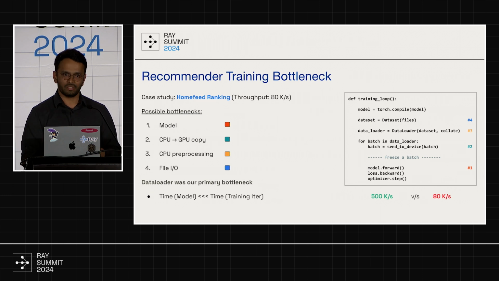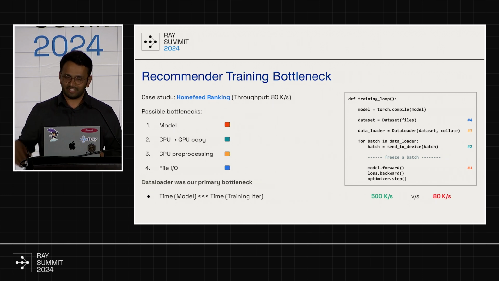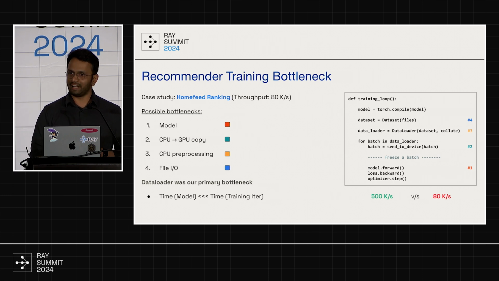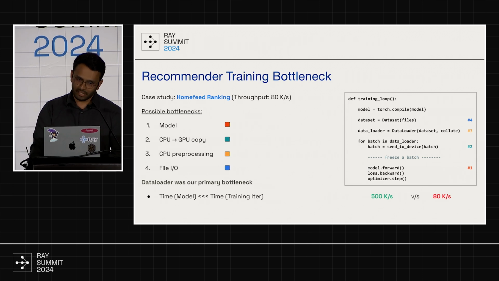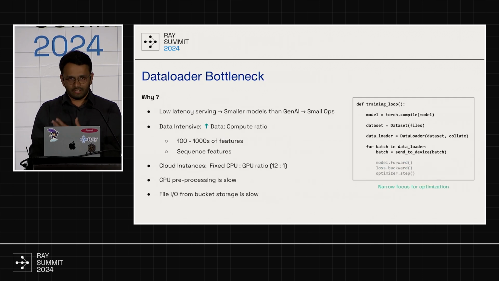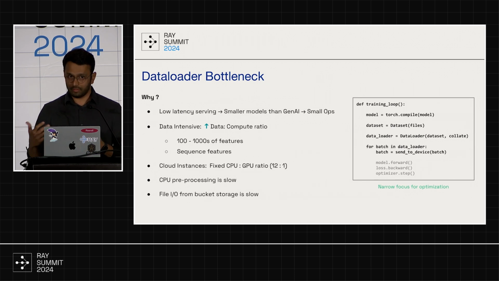And what we were actually observing in our real workload was just 80,000 examples per second. So there is a 6x-ish headroom that we had to actually optimize and squeeze out the most performance. And what this effectively meant is that the time it took for the model to run is a lot smaller than the whole training iteration. So we knew that we had something to play with here. And we just tried to reason about why this could be happening. And I think it's fairly intuitive as well. One of the most important reasons is that these recommender models are actually served at very low latencies because of the product needs.